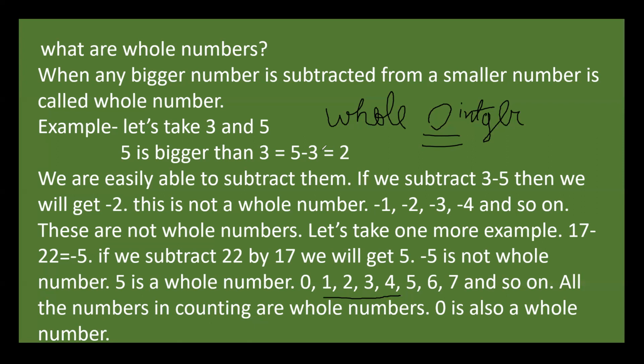So all the numbers in counting are whole numbers. 0 is also a whole number. All the natural numbers or all the counting numbers, they include 0 too.